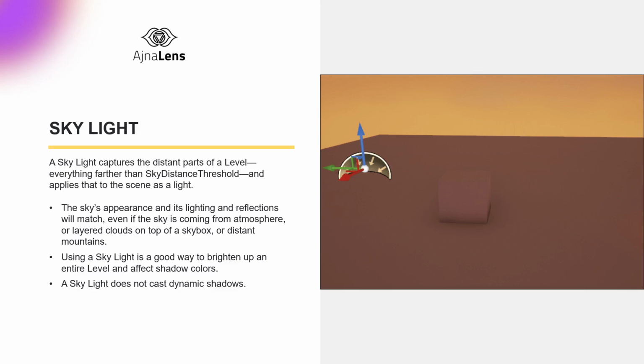Next, we have the skylight. The skylight will have the color from the sky and it will be emitting that color on all the objects inside the scene. So it is a good way to brighten up an entire level and affect the shadow colors.